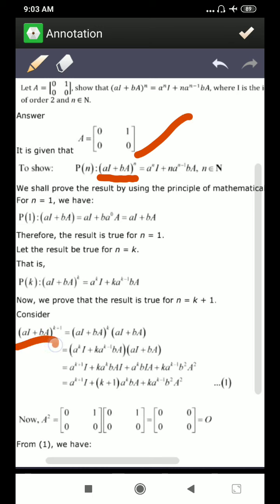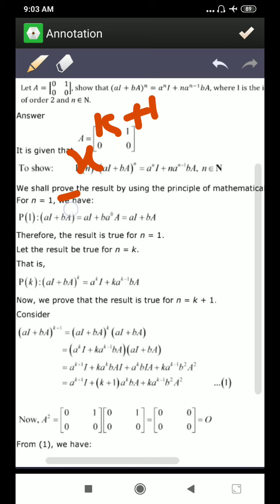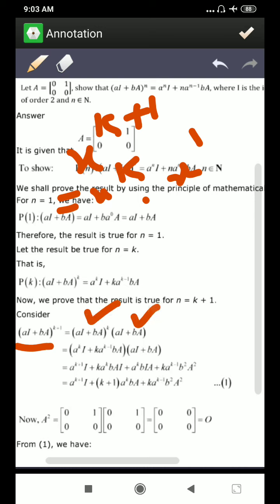So I have taken (A I + B A) raised to power k plus 1. That can be written as (A I + B A) raised to power k into (A I + B A). K plus 1 I can split into 2 parts. Suppose it is given x raised to power k plus 1, we can write it as x raised to power k into x raised to power 1. In the similar way, I have written this (A I + B A) raised to power k plus 1 as (A I + B A) raised to power k into (A I + B A) raised to power 1.